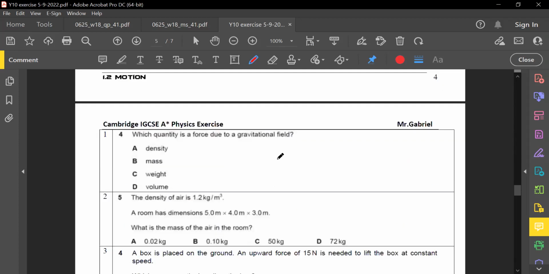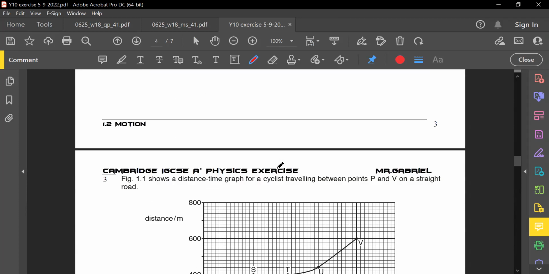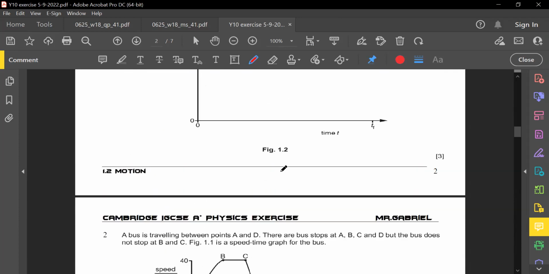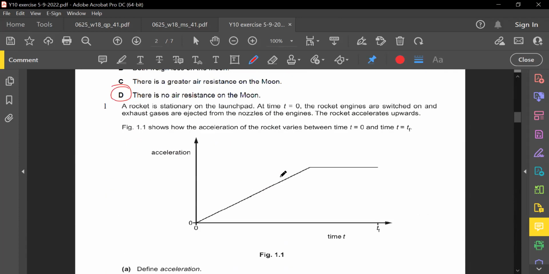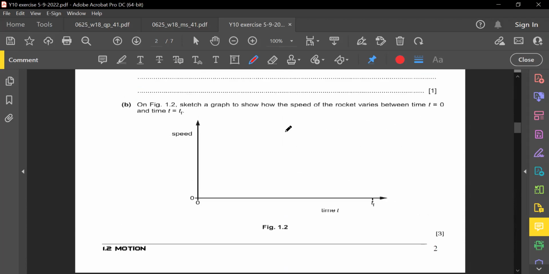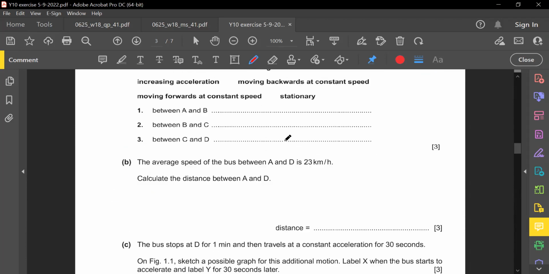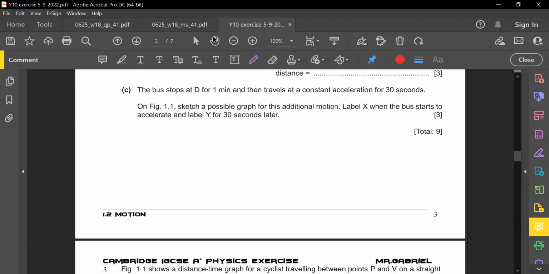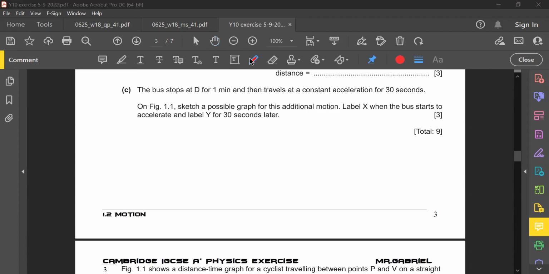Do question 1 to 3. It's going to be a little bit tougher this one because it's a paper 4 question, but I'm sure you all will manage. All right, let's take like 10 minutes, 15 minutes to do this. Yeah, let's do it in 15 minutes. Let's go.